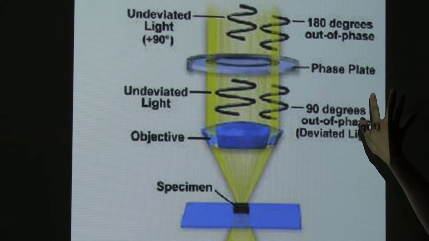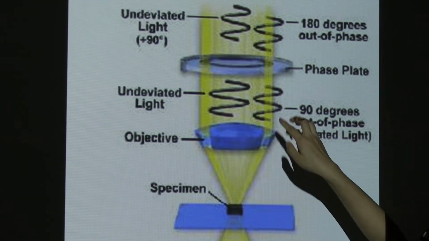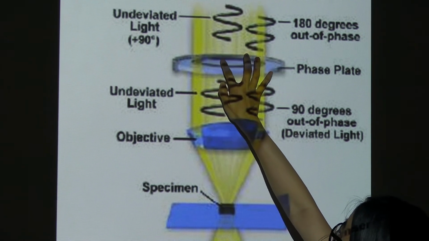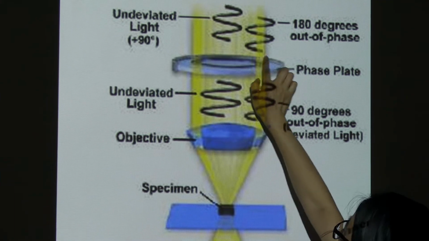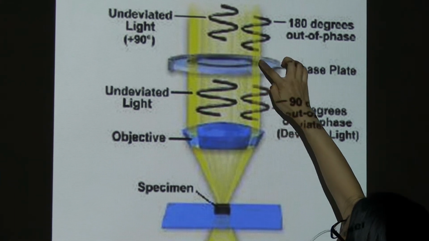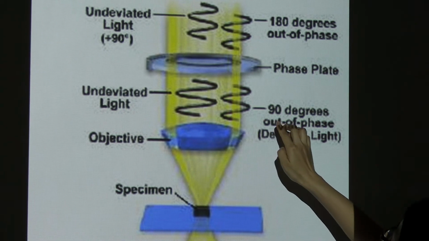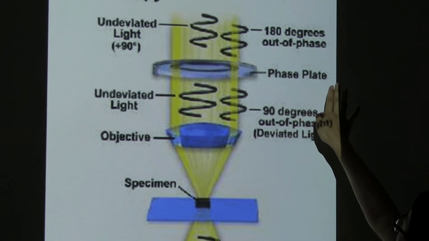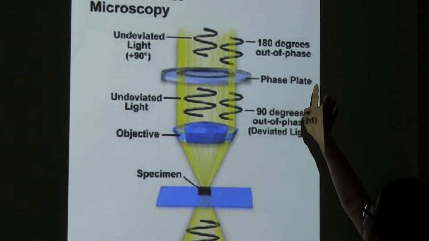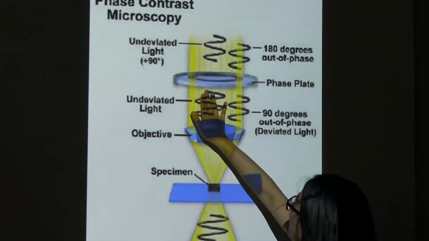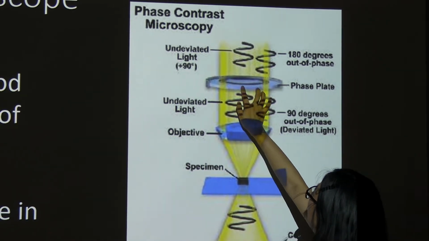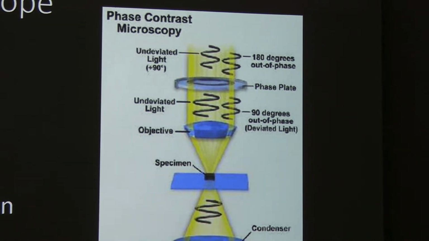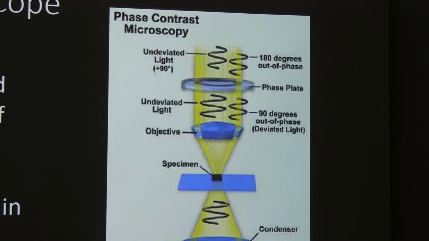We call it a phase ring, phase plate. In the phase plate, you can see a ring here. They use different material for the ring and the outside. When the light goes through the center, the ring, the light will be changed 180 degrees out of phase. But when the undiffracted light goes through the center material or the side material, it will not change, so it's only a 90 degree phase change.